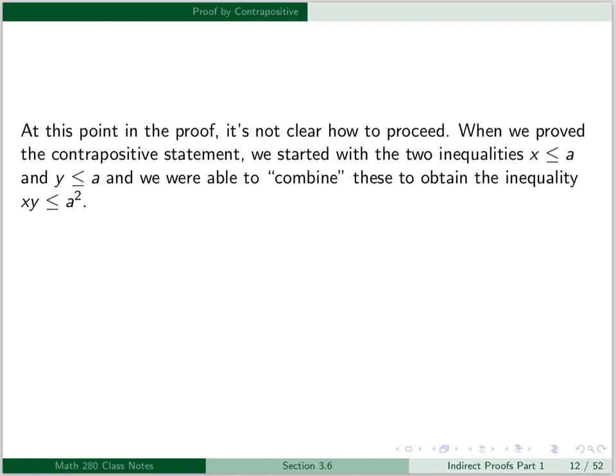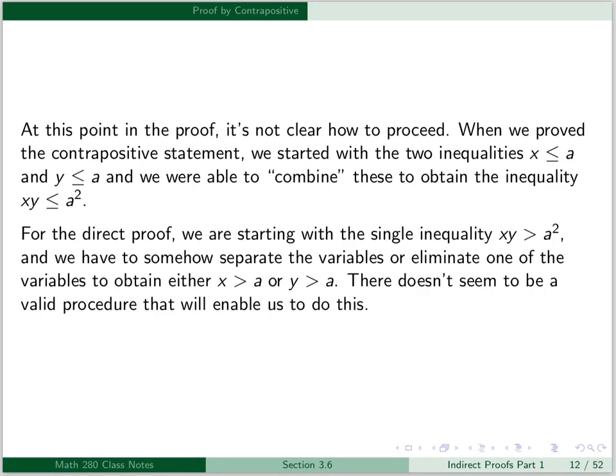When we proved the contrapositive statement, we started with the two inequalities x is less than or equal to a and y is less than or equal to a, and we were able to combine these using our properties of inequalities to obtain the inequality xy is less than or equal to a squared. For the direct proof, we are starting with the single inequality xy is greater than a squared, and we have to somehow separate the variables or eliminate one of the variables to obtain either of our two conclusions, x is greater than a or y is greater than a. There just doesn't seem to be a valid procedure that will enable us to do this, and so it seems that the direct proof fails.